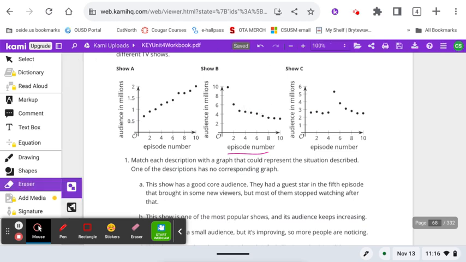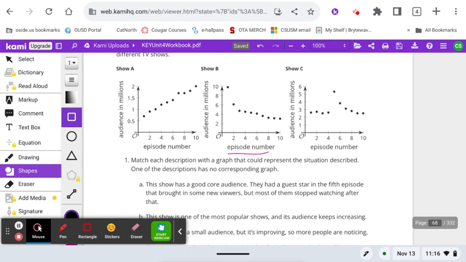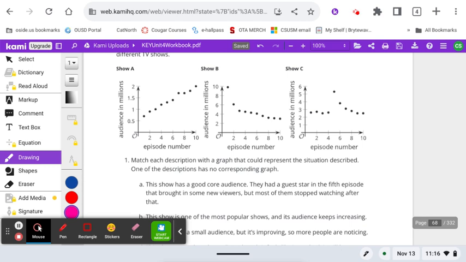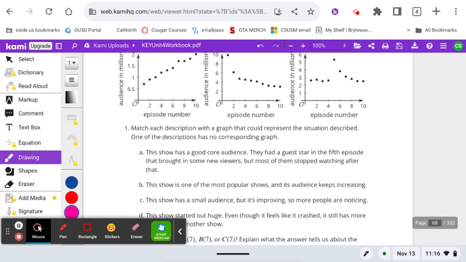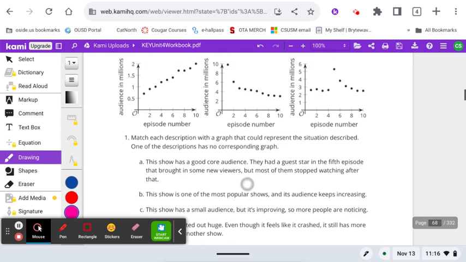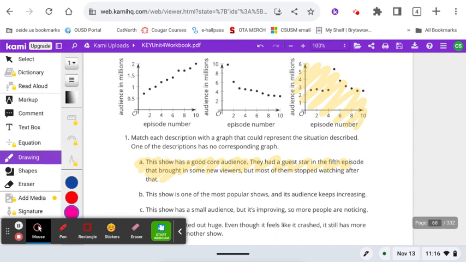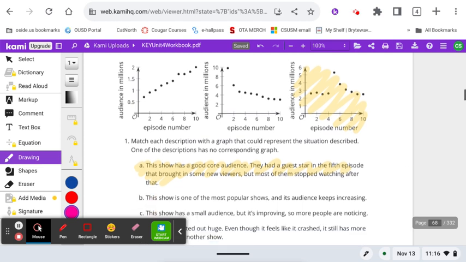And then notice in show C, as the episode numbers increased, it was kind of flat, then it had a big jump, and then it went back down again. Match each description with a graph that could represent the situation. This show has a good core audience. They had a guest star on the 5th episode that brought in some viewers. And so however you want to match these, but this one, which one does it go to? Notice that peak for the guest that came on episode 5. So this one is called show C.